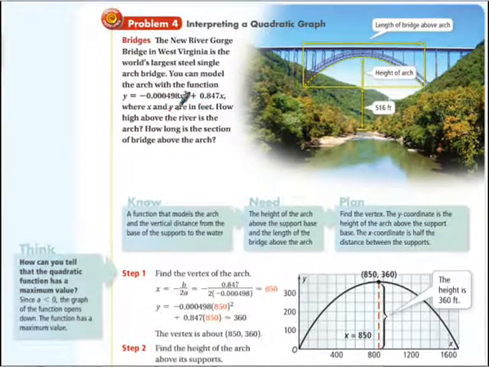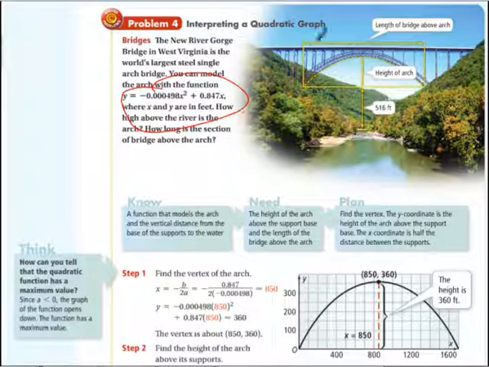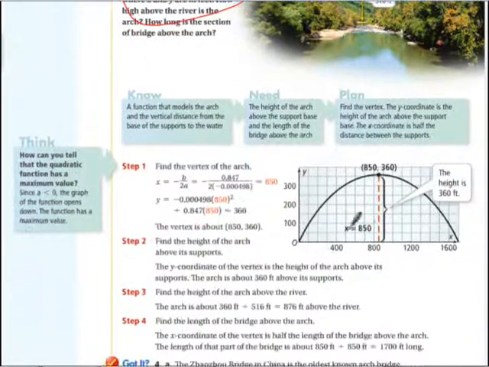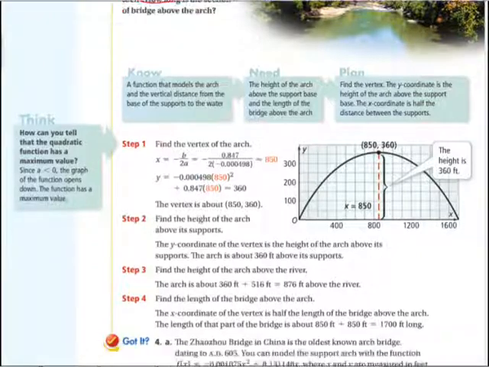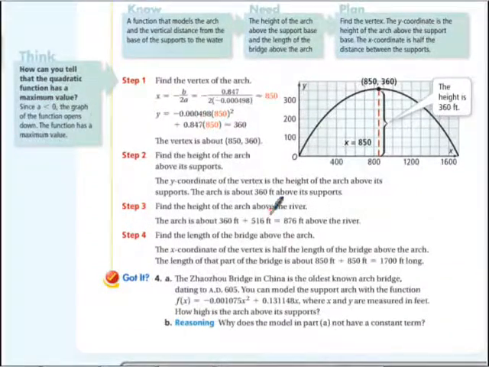Step one is, we have this function right here, and we want to know how long is the section of the arch above the bridge and all this stuff. Really what we're going to do is find the vertex of the arch. Then we find the height of the arch above its supports, so that's 360. So the y coordinate of the vertex is the height of the arch above its supports. And then we find the height of the arch above the river: about 360 feet plus 516 feet, which is 876.